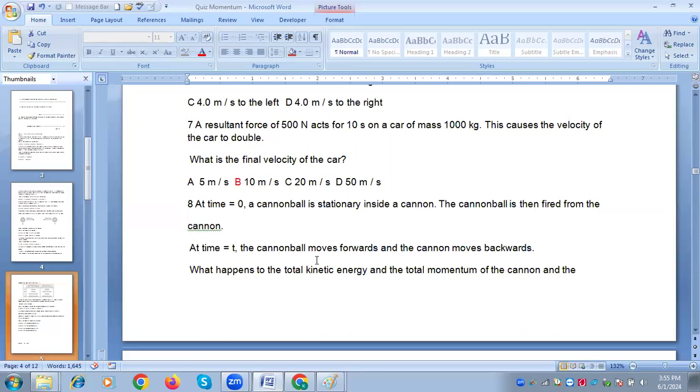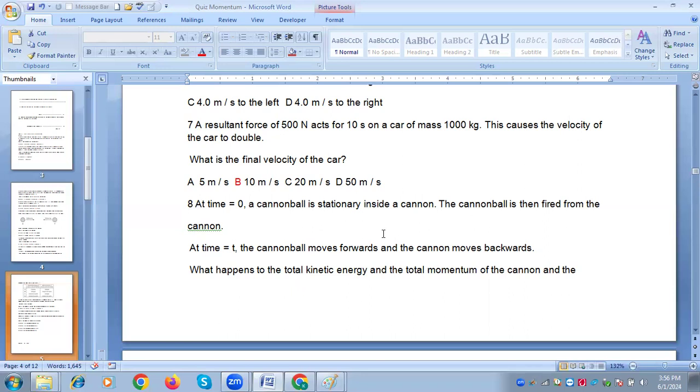Because the cannon will gain momentum in the backward direction, the same momentum, though its mass is very huge, its velocity will be low. The ball is lighter, but its velocity will be high. So their total momentum, because the directions are opposite to each other, will again be 0, meaning momentum will not change. But the initial kinetic energy was 0, and when they move off in opposite directions, their kinetic energies will be added.